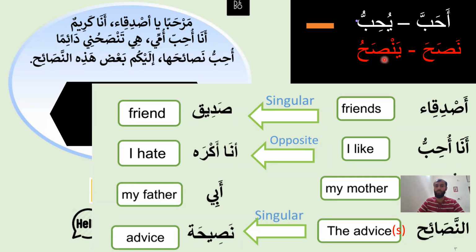The second thing you need to remember is the pronoun, which we saw last class. Nasa'ih is advices. Nasa'ihuha, advices of hers. Ha refers to her. Advice of him would be who. Nasa'ihuhu would be his advices. Nasa'ihuha is her advices.